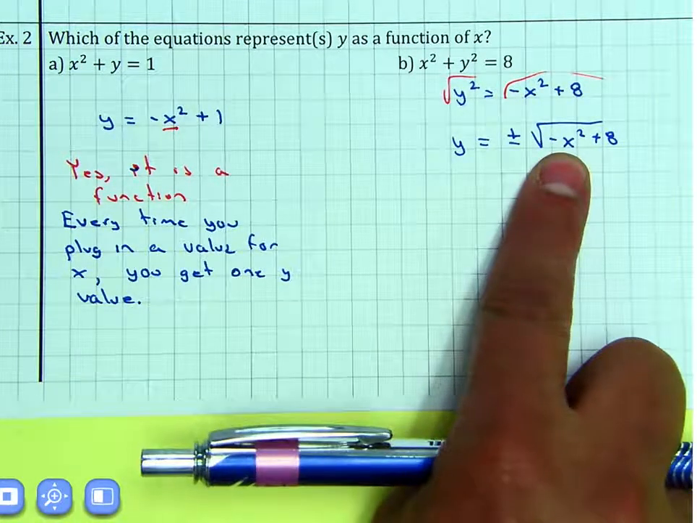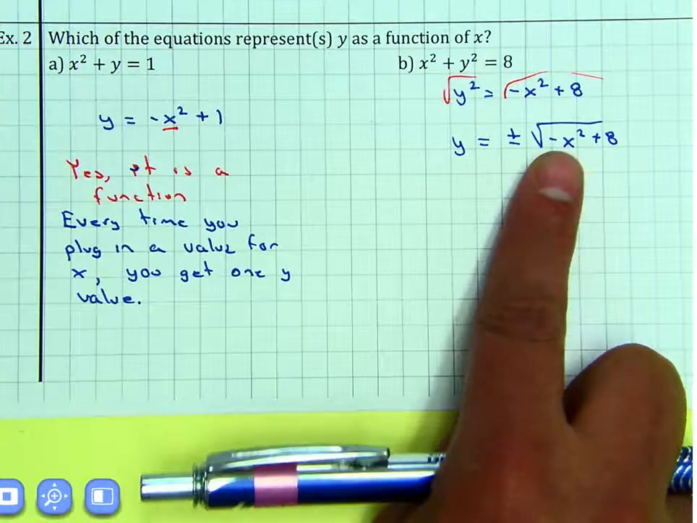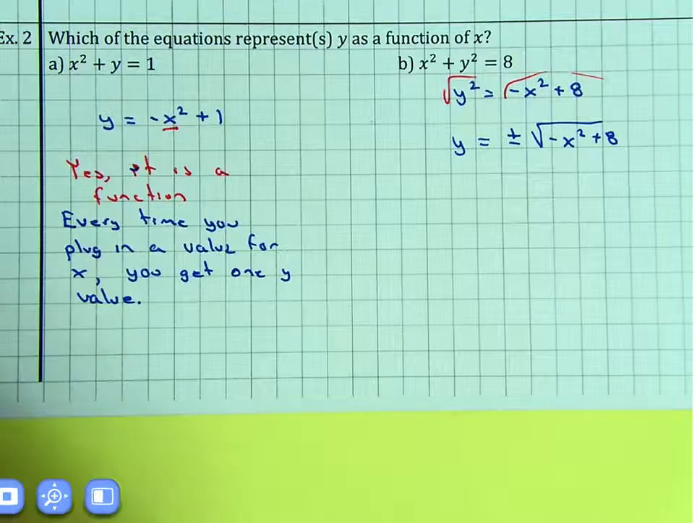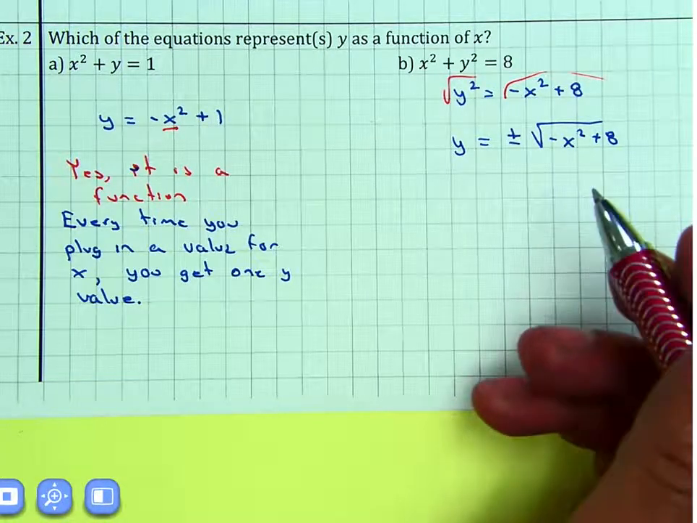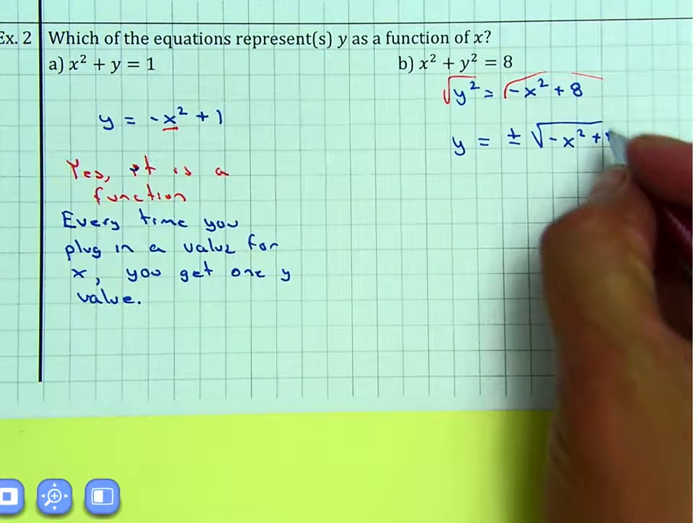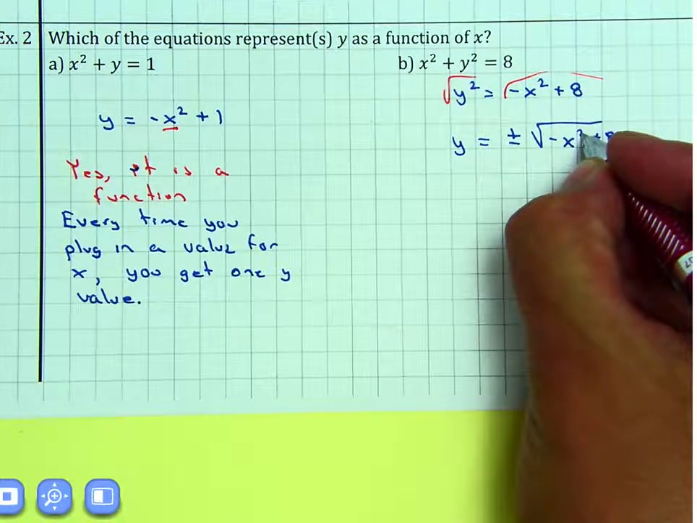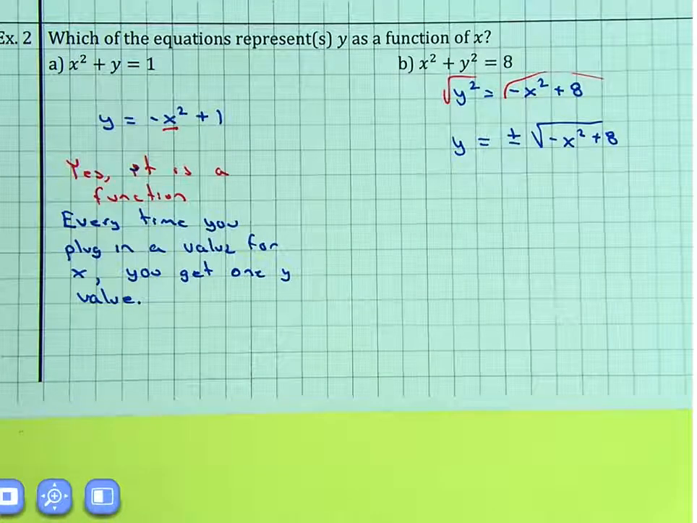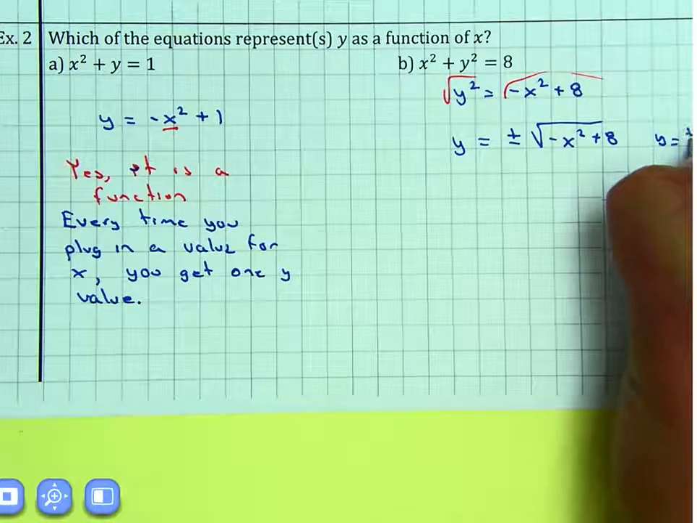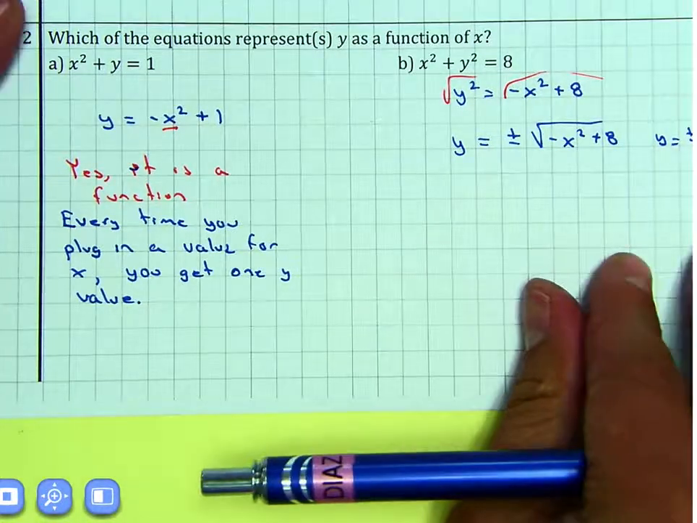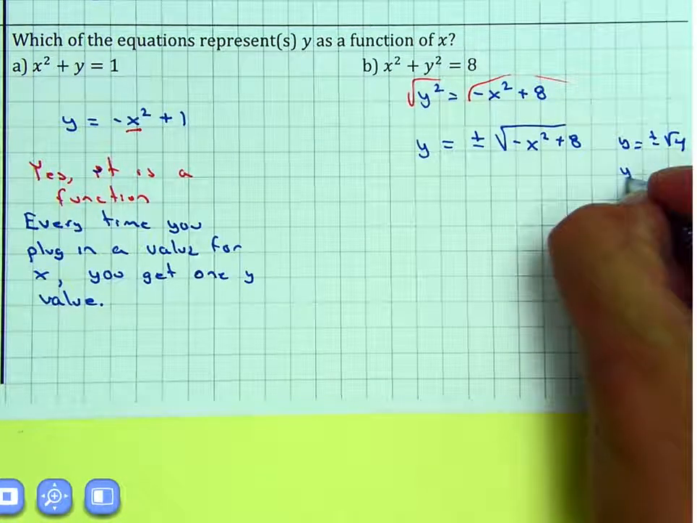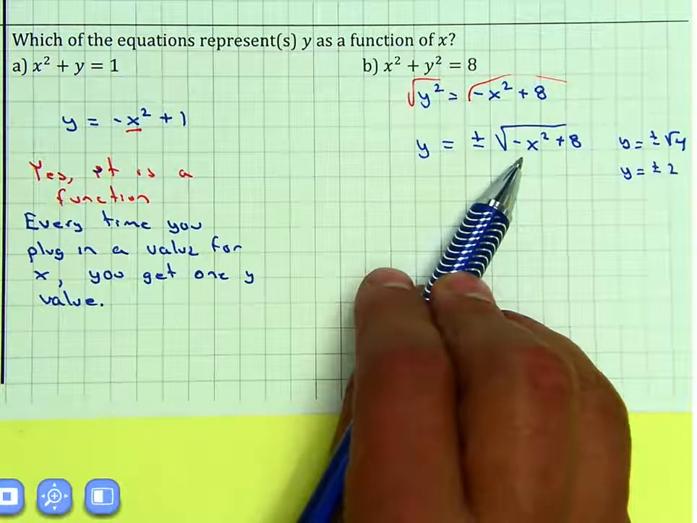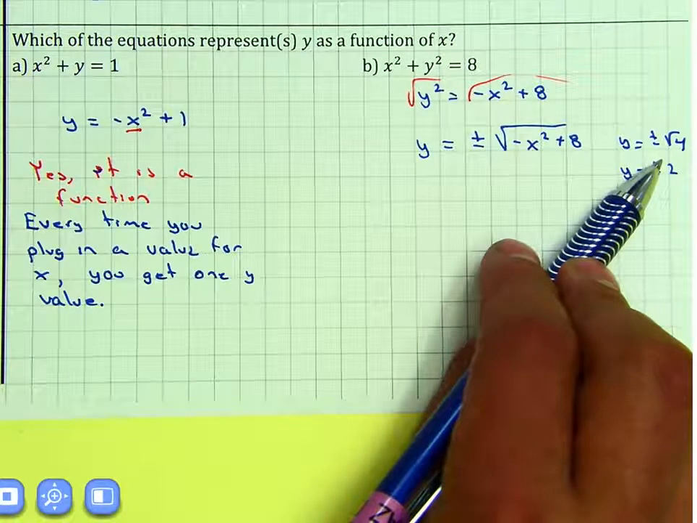So in this case, every time you plug in a value for x, you're going to end up with two y's. So for example, if you plug in a 2, 2 squared is 4, minus 4, that's negative 4, plus 8 is 4. So you're going to end up with plus or minus the square root of 4, which is 2, plus or minus 2. So therefore, if you plug in a 2, you end up with two y values, one positive 2 and one negative 2.